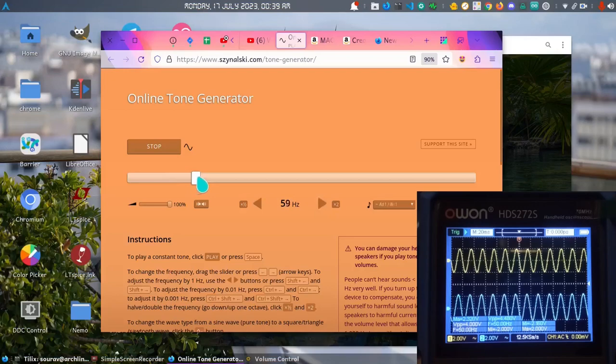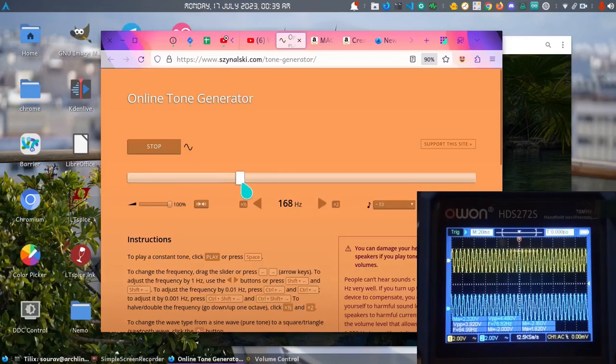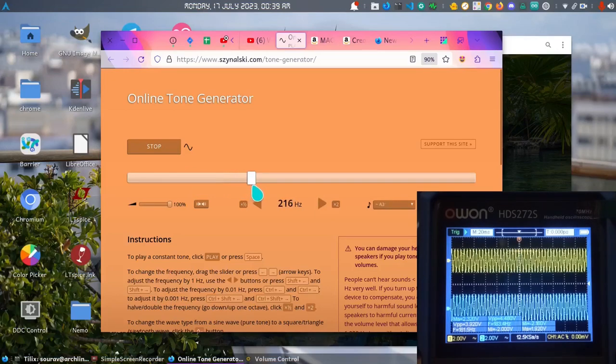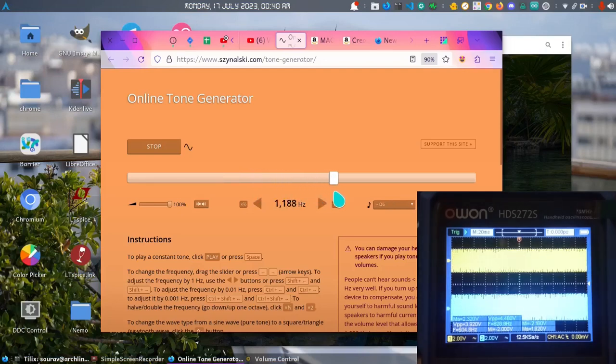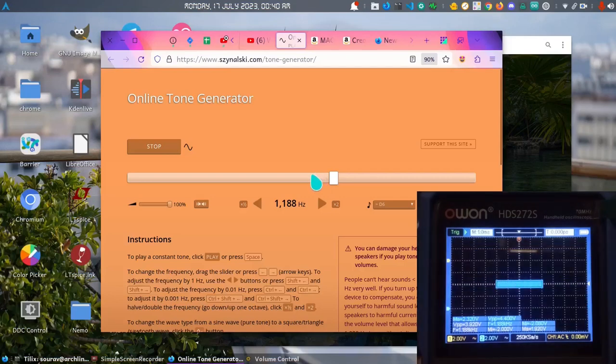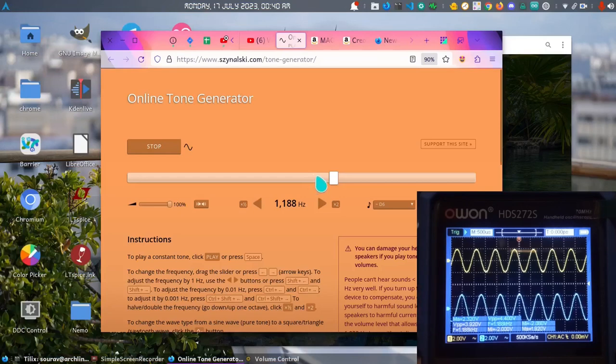If we keep going up, you can see that we have similar output. The amplitude doesn't change, but the frequency changes. We are at 1188 Hz. If I press the acquire button again, you can see that the amplitude is similar, but the frequency has changed.